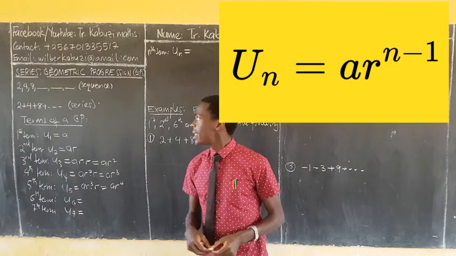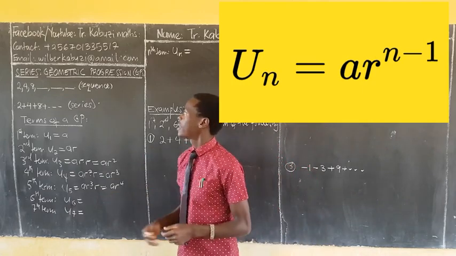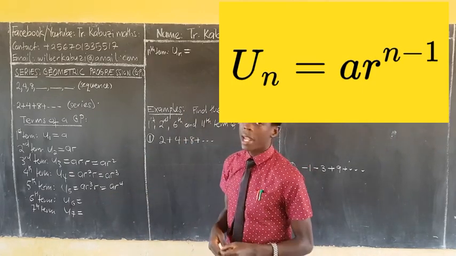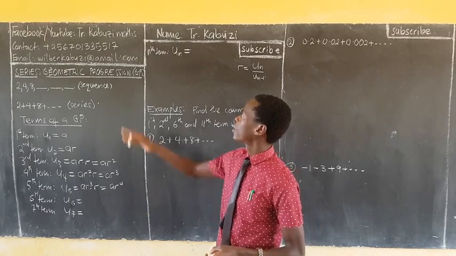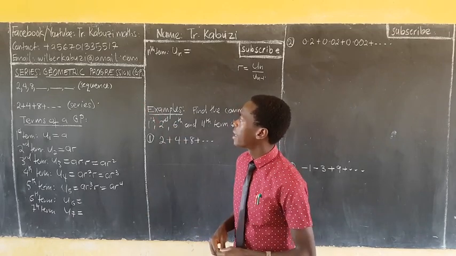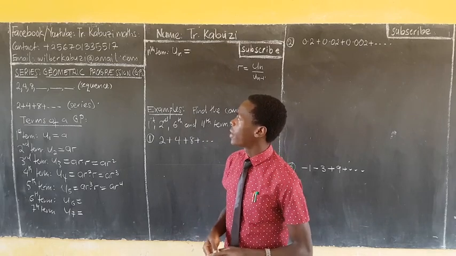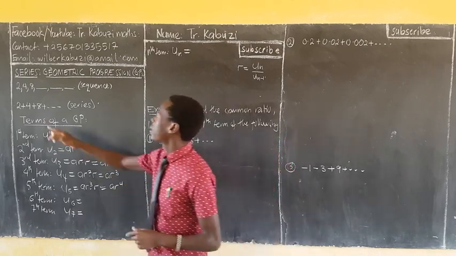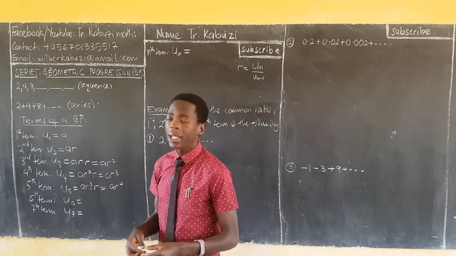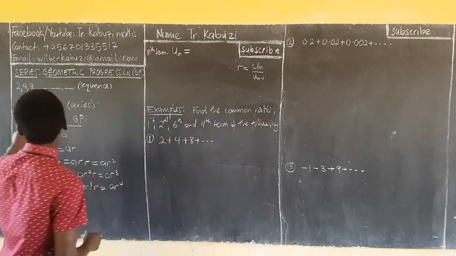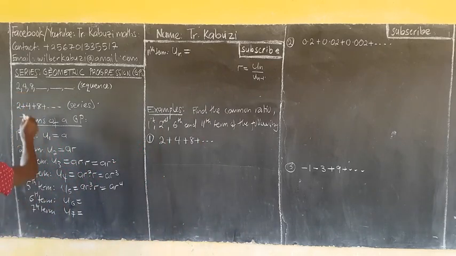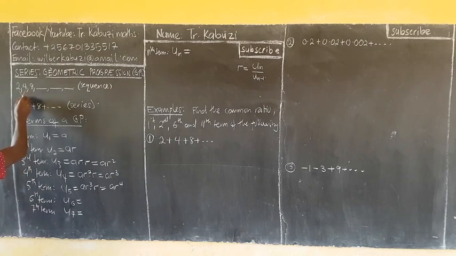Okay, members, in today's lesson, we are going to see series, but this time specifically geometric progressions, which we call GPs. As we said in the first lesson of APs, a series is derived from a sequence. Here we have a sequence, and you see that from the first term to the next, we are multiplying by 2.